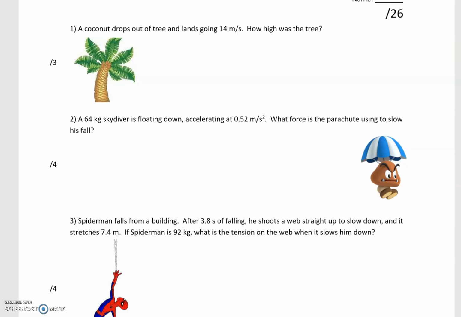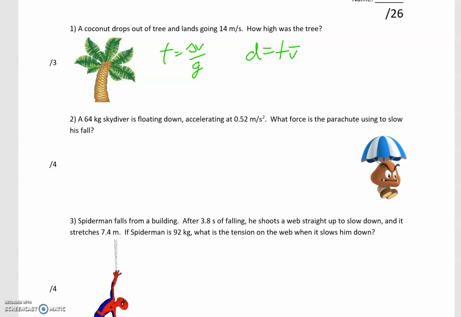Okay, on this sheet, the first one is a coconut drops out of a tree, landing at 14. How high was the tree? So we're looking for the distance. Well, first we can use VAT to get the time. So the time would be the change in V, which is the 14 divided by the acceleration due to gravity. Once we have that, we can use DTV with the time we just found and the average speed of the fall, and that will tell us how high the tree was.